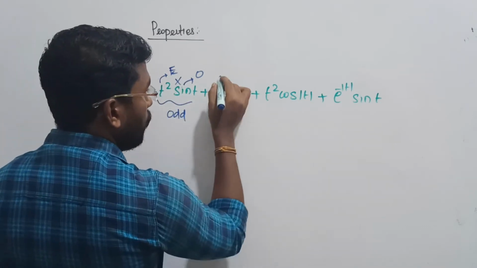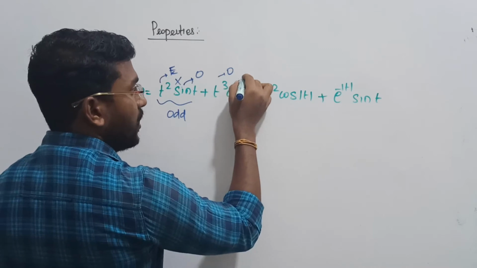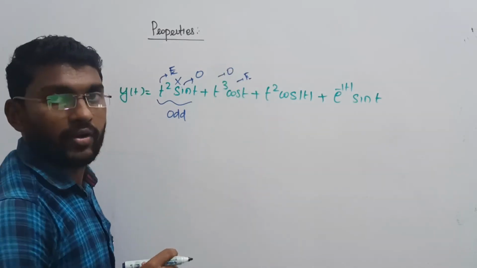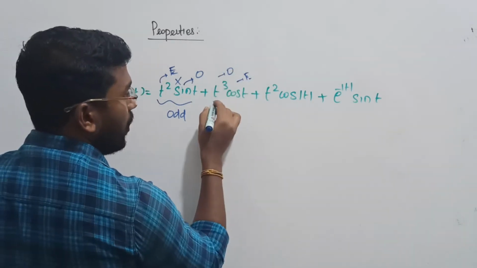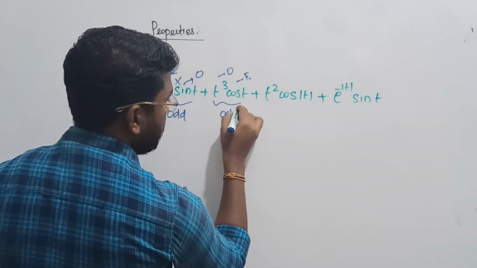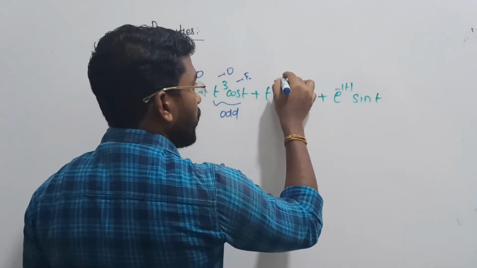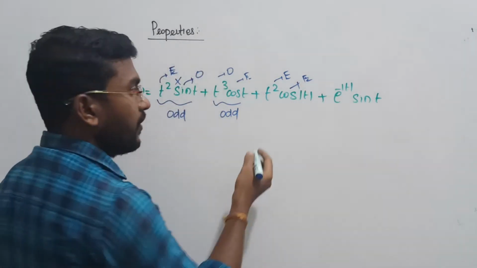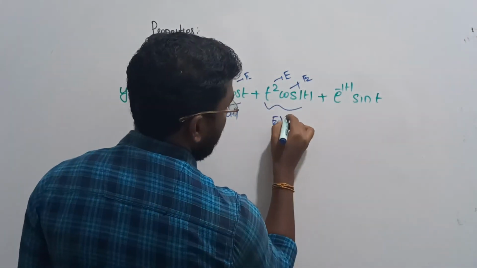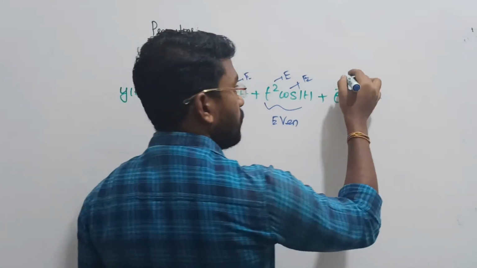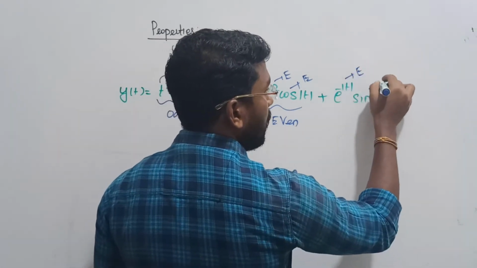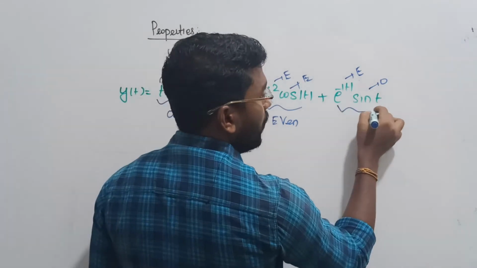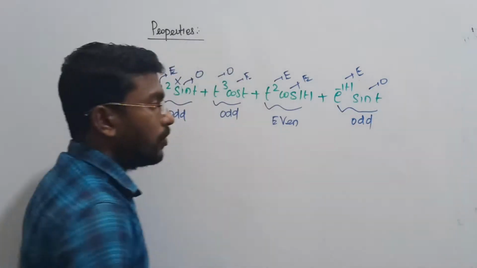Similarly, t cube is an odd function, cos t is an even function, product of odd and even. Just now we saw product of even and odd will give you an odd function. Similarly, t square is an even function, cos of mod t is also an even function. Even and even in resultant will be an even function. e power minus mod t is an even function, sin t is an odd function, product of even and odd will give you an odd function.